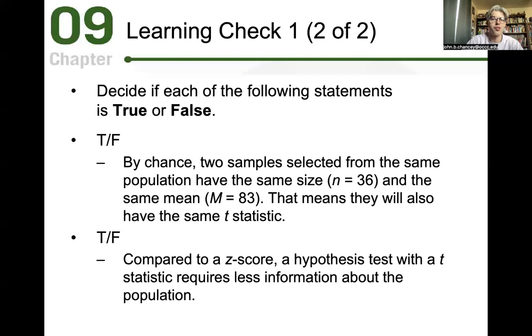Next one, true or false. The first one: by chance, two samples selected from the same population have the same sample size, in this case 36, and the same mean of 83. That means they will also have the same t statistic. Is that true or false? Second one, true or false: compared to a z-score, a hypothesis test with a t statistic requires less information about the population. So go ahead and mark down for both of these if you think they're true or false.